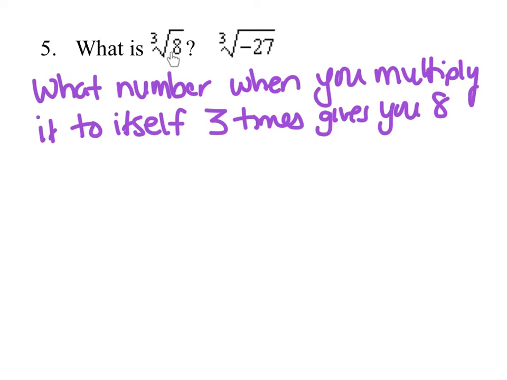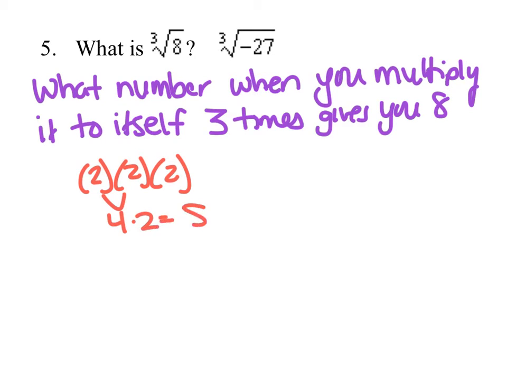So we've done this one several times. That's going to be 2 times 2 times 2. And 2 times 2 is 4, times another 2 is 8. So my answer here, the cube root of 8, is simply 2. Because 2 times 2 times 2 is 8. So 2 is called the cube root of 8. 8 is called the radicand, and 3 is called the index.